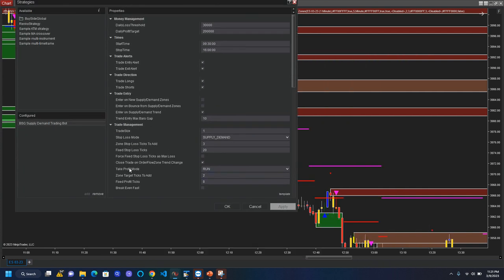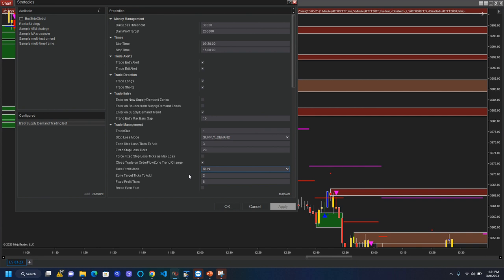Now, I have one more option on the target side. Either I can choose fixed, as you know what fixed means. You know what supply and demand means: it's going to move the target based on the nearest supply and demand levels. If I choose run, it means there is no target. The bot is not going to place a target at all.